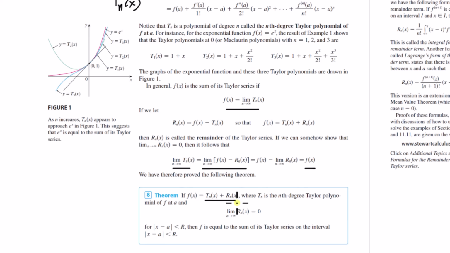But if you can prove that the limit as n approaches infinity of R sub n of x is equal to 0, at least over the radius of convergence, that's all we're really concerned about. We don't care about anything outside of the radius of convergence. Then the function is equal to the sum of its Taylor series on that interval. Now you might be thinking, well, that's fine, but how do we get this R sub n of x? That's what we're going to talk about in the next video.